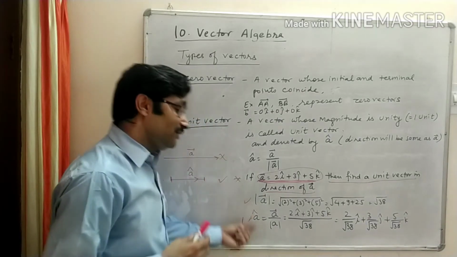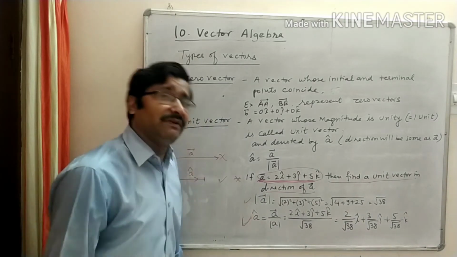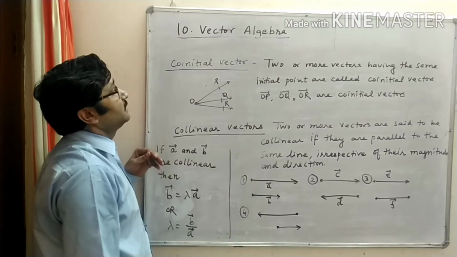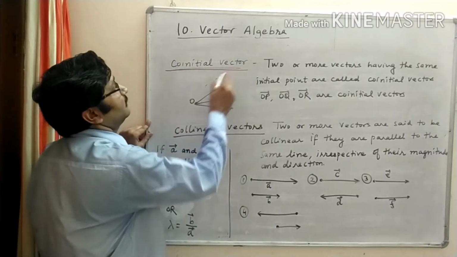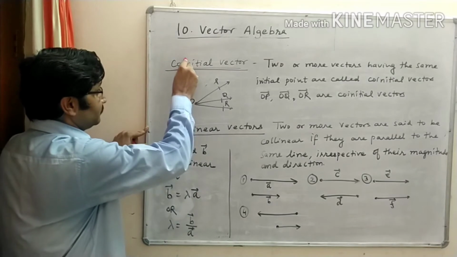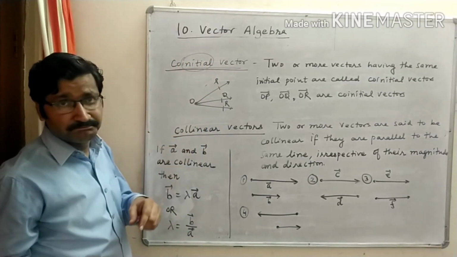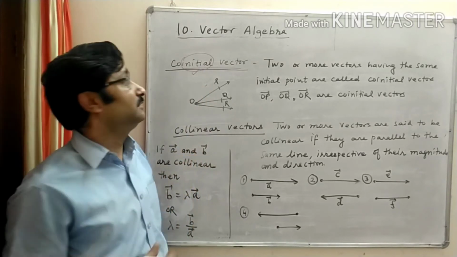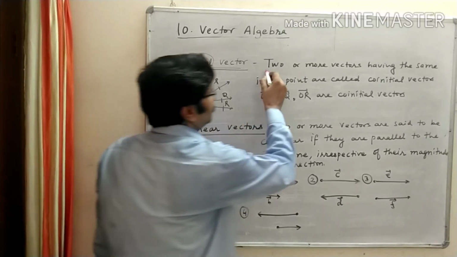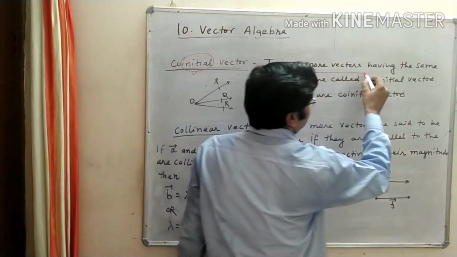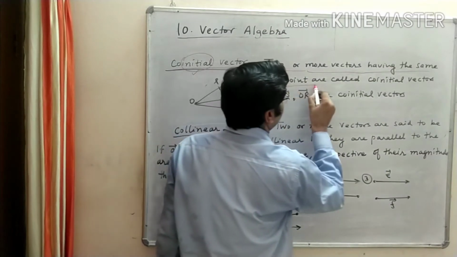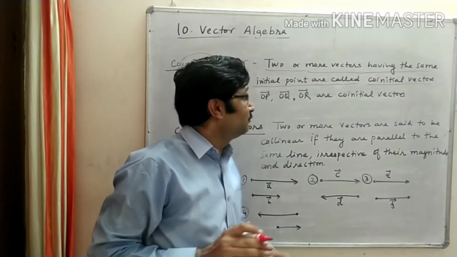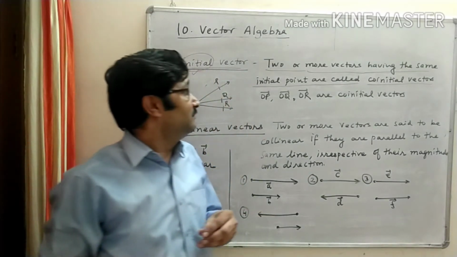So this is a unit vector in the direction of a vector. Okay, so all of you understand this. Here we will do the co-initial vector. Co-initial vector means same as the name also. Co means same, and initial means whose initial point is same, that is called co-initial vector. Two or more vectors having the same initial point are called co-initial vectors.